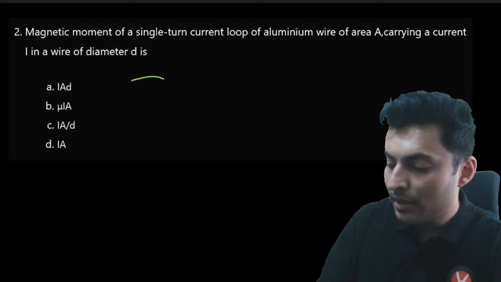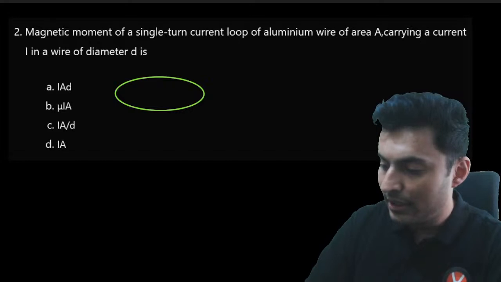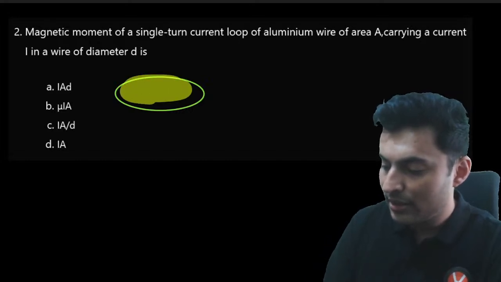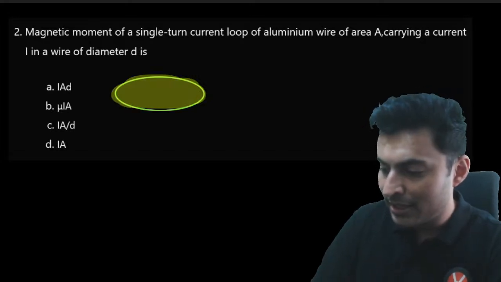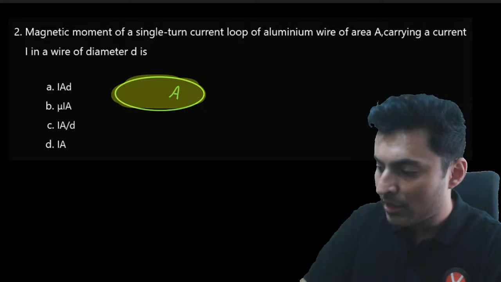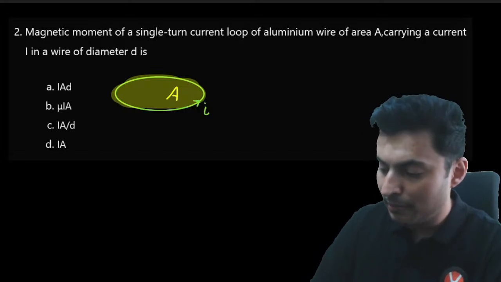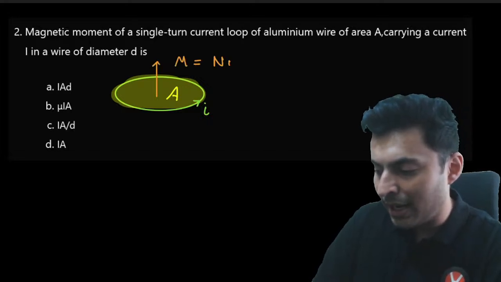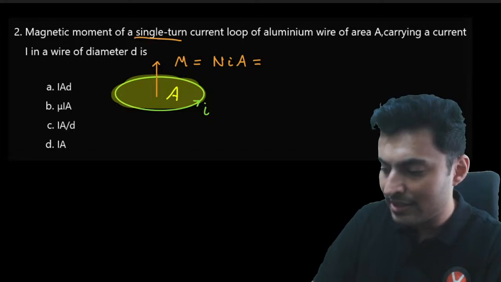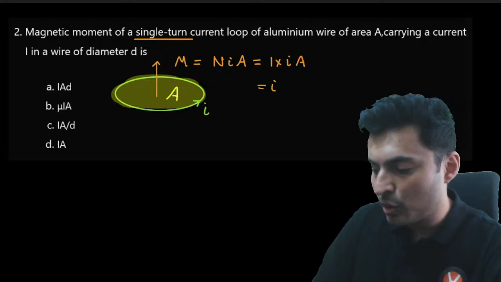See, if you have a loop and it is told to you, there is some area inside over here, and that area is basically A. That area inside is A and the current inside the loop is I, then the magnetic moment is given by NIA, number of turns. It's a single turn, so N is 1, into I into A, so it is just going to be IA.